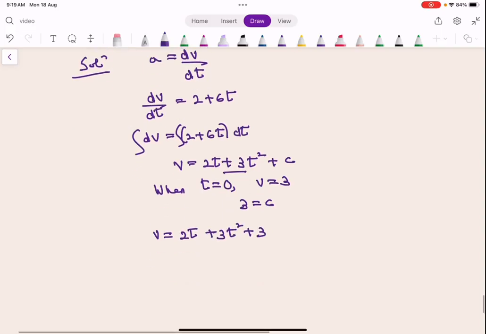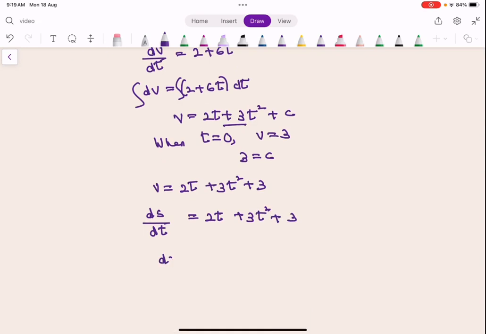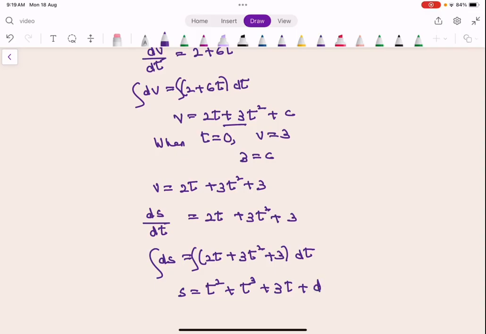Now what is v? v is ds by dt. So ds by dt is 2t plus 3t squared plus 3. So ds will be 2t plus 3t squared plus 3 dt. What is this now? Variables separable. So integrating, we get s equal to t squared plus t cubed plus 3t. I'll call the constant d here.